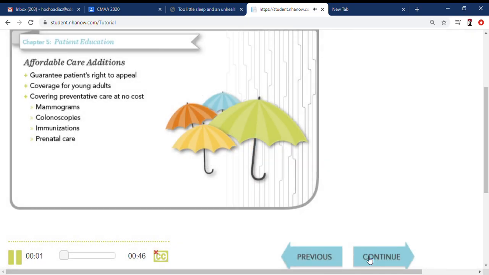Guarantee patients' right to appeal. Previously, consumers had few options if an insurance carrier denied or restricted treatment. Now, they're guaranteed the right to appeal.